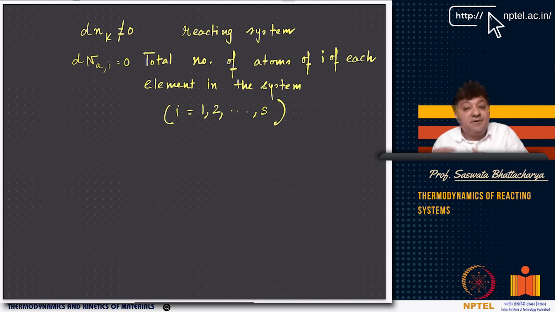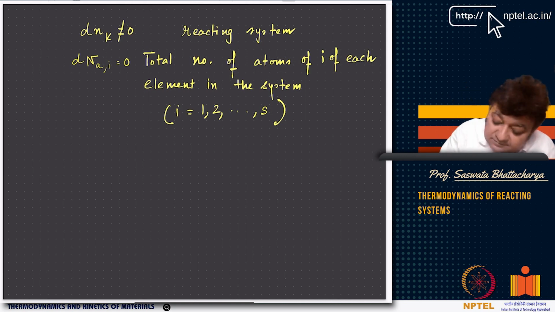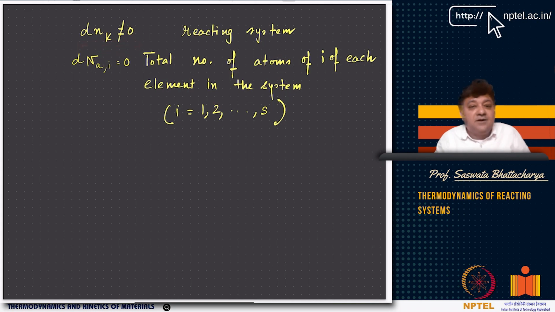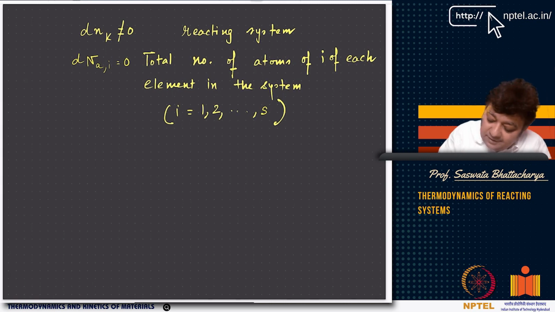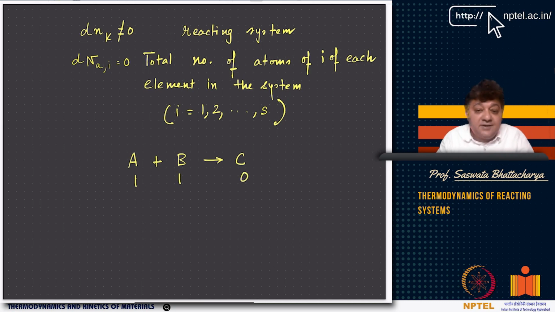Although the number of atoms for each element in the system will remain constant, dnk is not going to be 0, right? Because the moles change. Say, in this reaction, for example, you have A plus B going to 2C, or A plus B going to C, for example. So you have 1 mole of A and 1 mole of B, and it went to 0 moles of C.